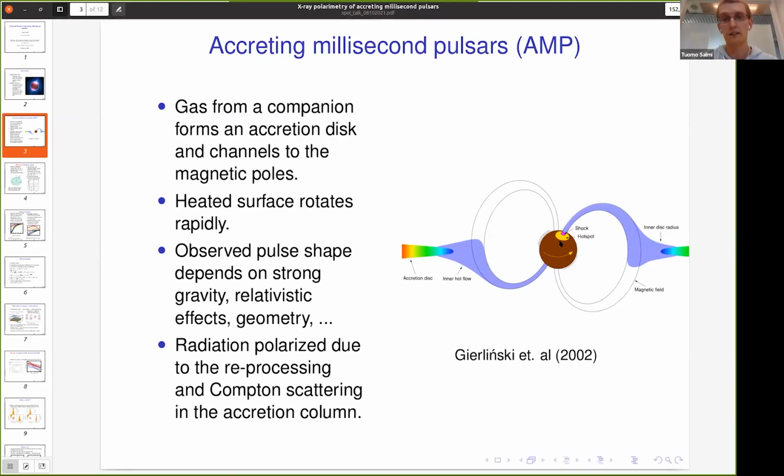the particles that are flowing towards the neutron star surface. Due to this reprocessing and the Compton scattering that happens on top of the neutron star surface, the photons will be shifted towards higher energies, and they also have a different beaming pattern. Also, because of this reprocessing, the originally unpolarized radiation will be polarized during this process. All these effects, in addition to light bending and strong gravity, relativistic effects, geometry, etc., should be taken into account when modeling these sources.